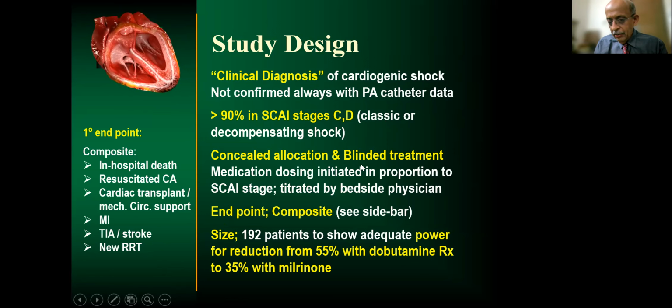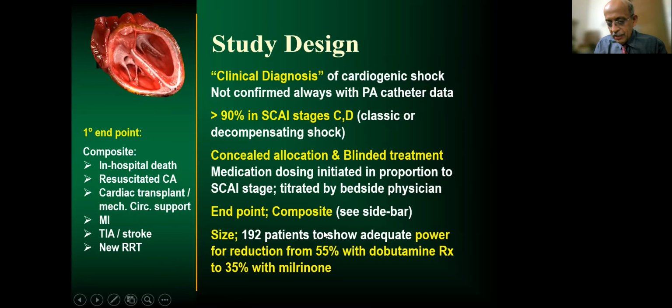Though it was done with concealed allocation, and the medication was mixed at the bedside by a concealed process, it is probably a little problematic that they used a composite endpoint. The composite endpoint is quite extensive. It is not just in-hospital death. It also looked at patients who developed a cardiac arrest, patients who had cardiac transplant, mechanical circulatory support, an MI, TIA, and stroke, and new renal replacement therapy. There are a lot of problems with using such wide composite endpoints because it may not necessarily give you the best indicator of outcome, but we'll leave it at that.